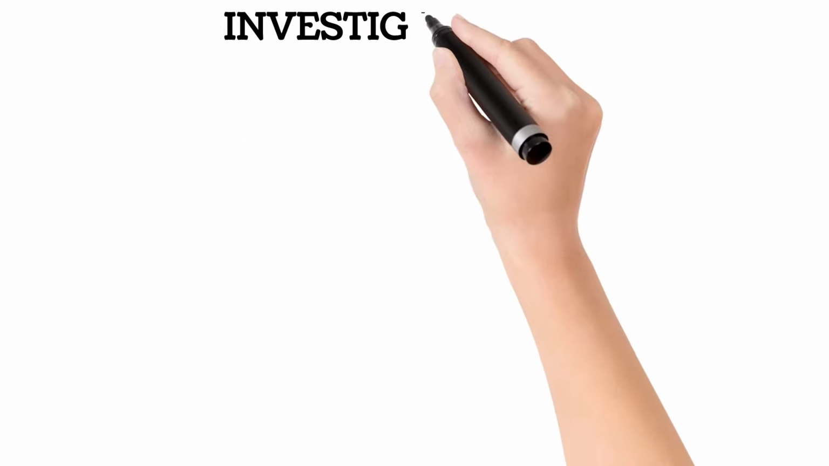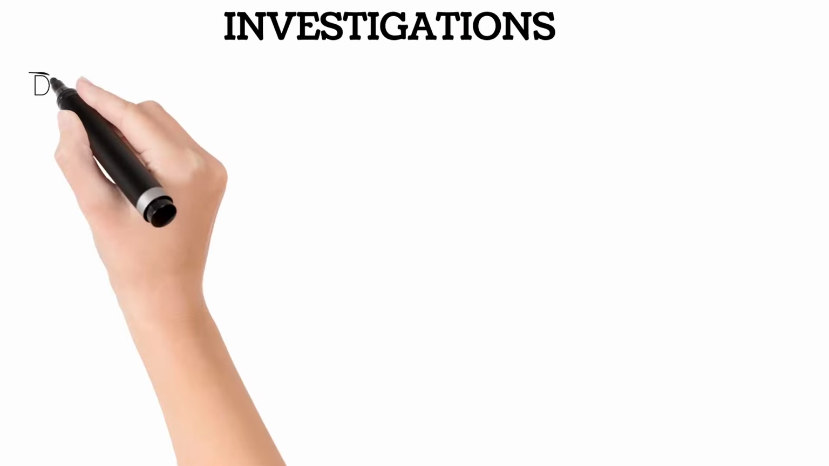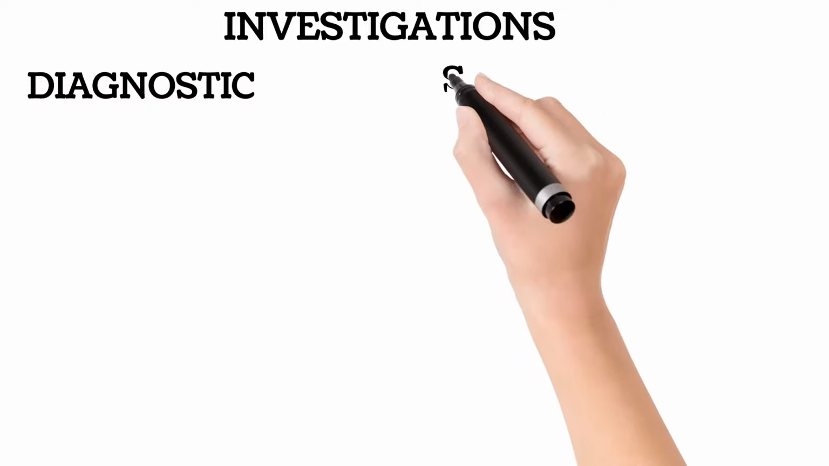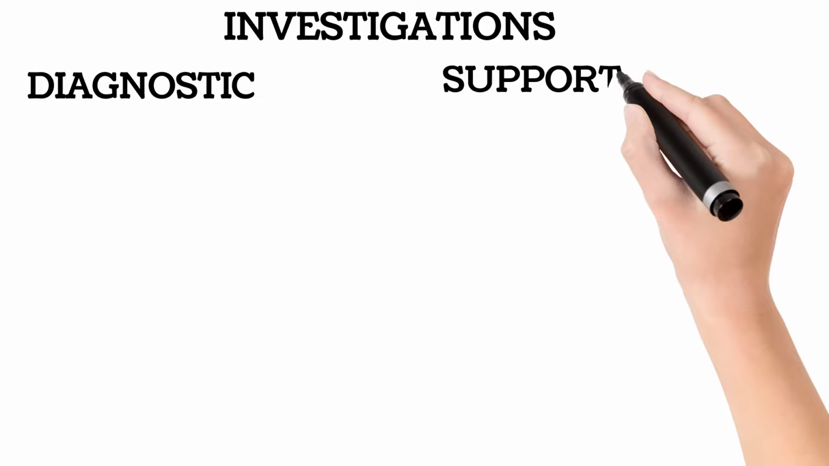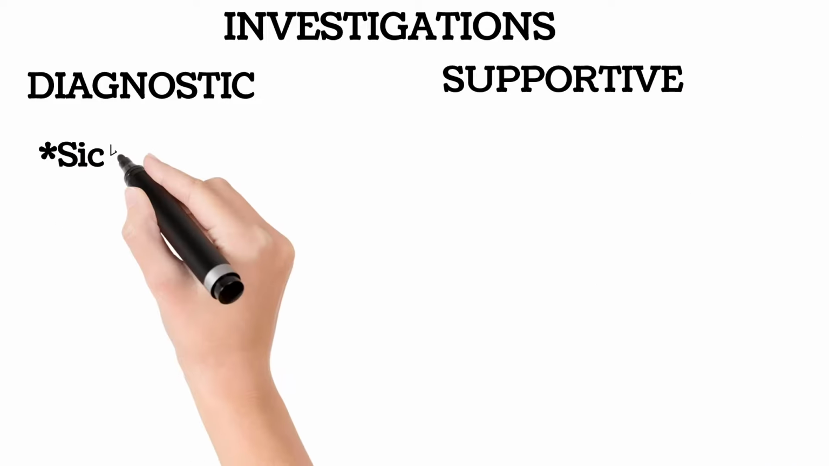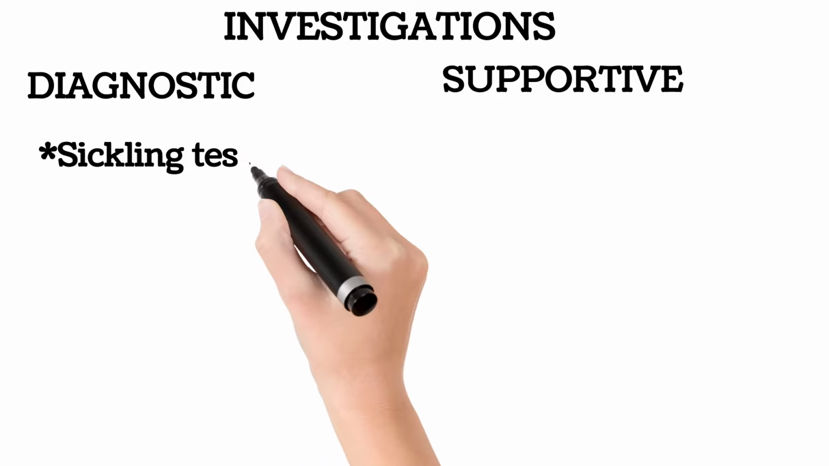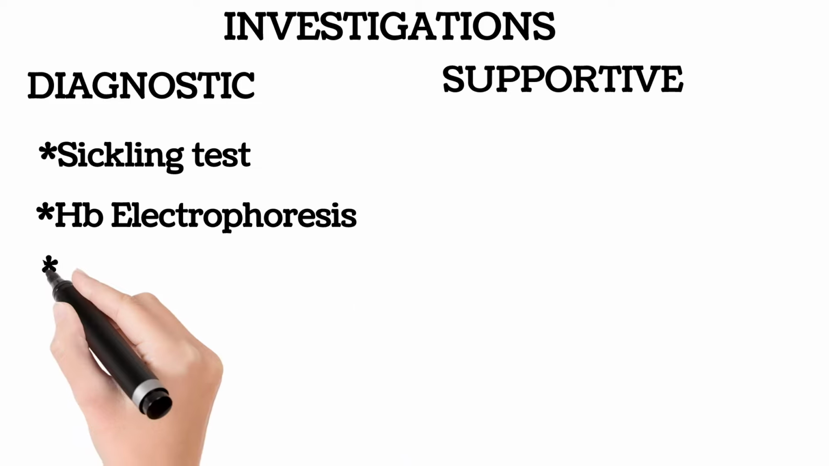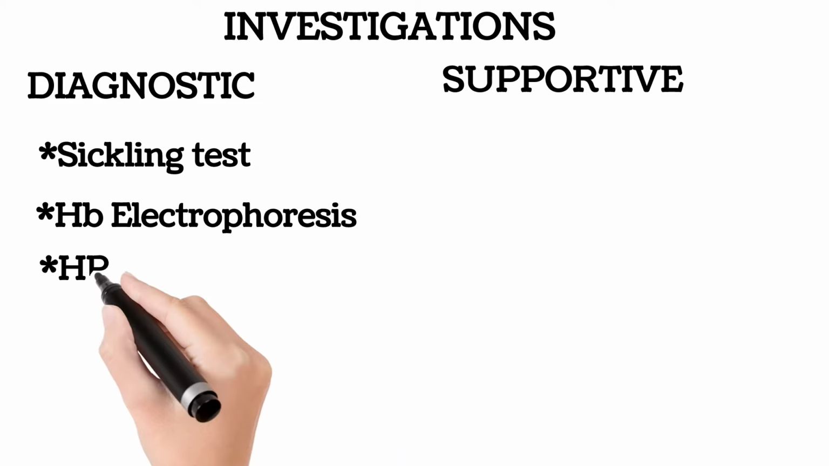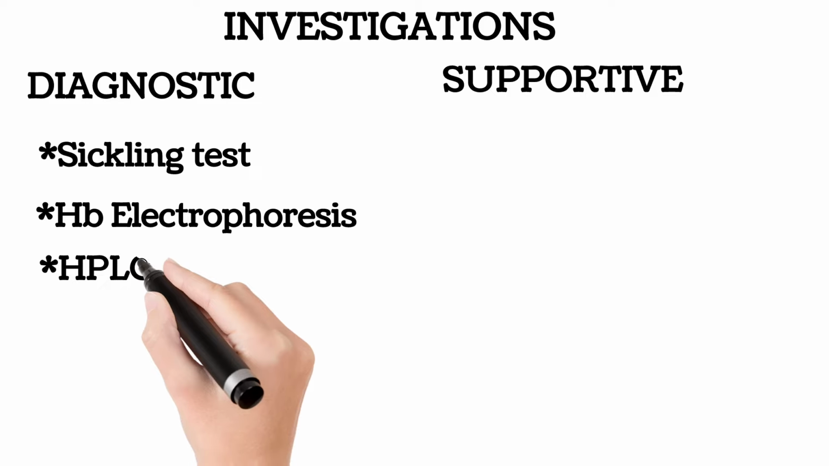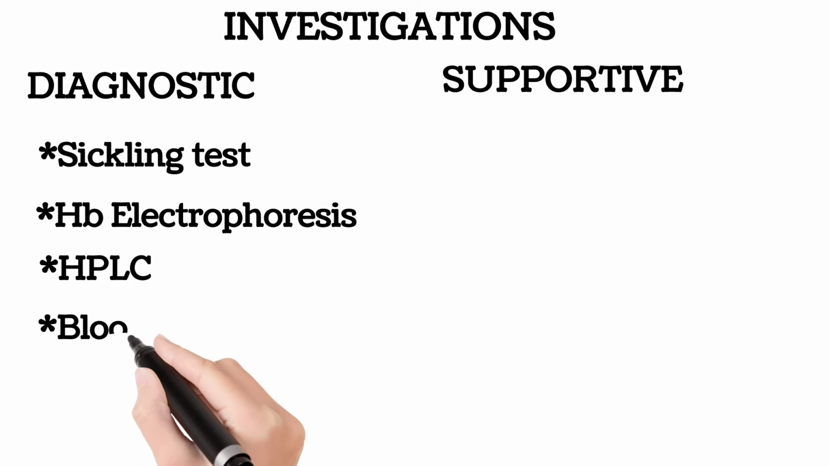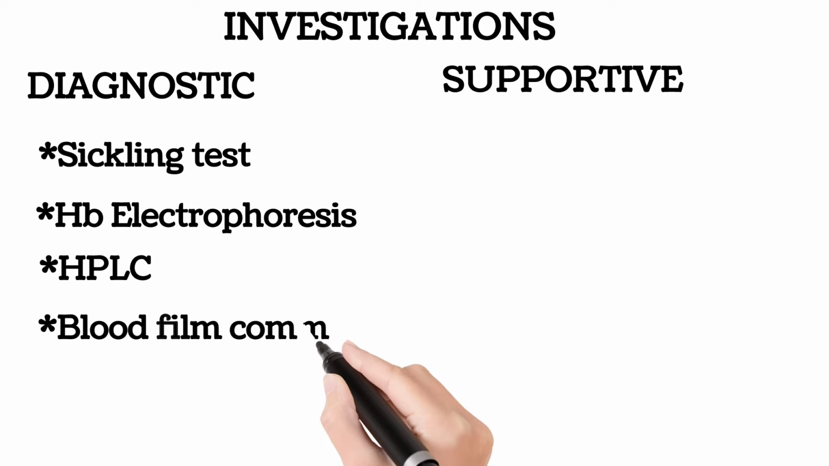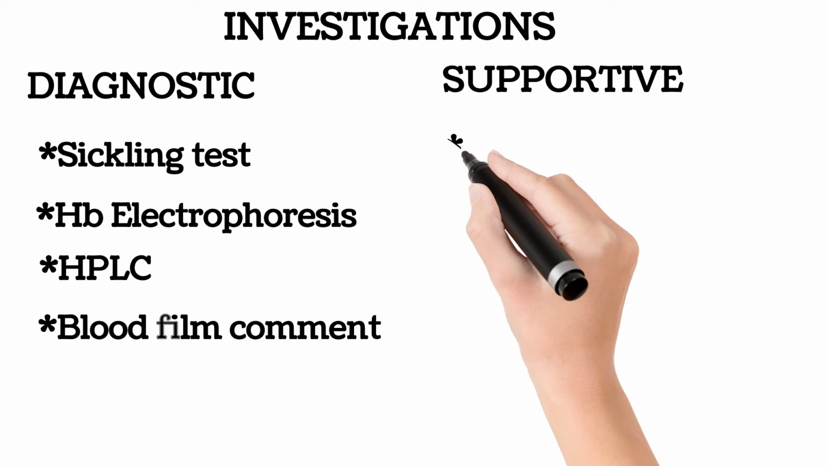Now to investigations. We'll group them into diagnostic investigations and then supportive investigations. So for diagnostic investigations, you can do a sickling test, HB electrophoresis, HPLC, which is high performance liquid chromatography, and you can request for a blood film comment. You'll see sickle cells, Howell-Jolly bodies, amongst others.